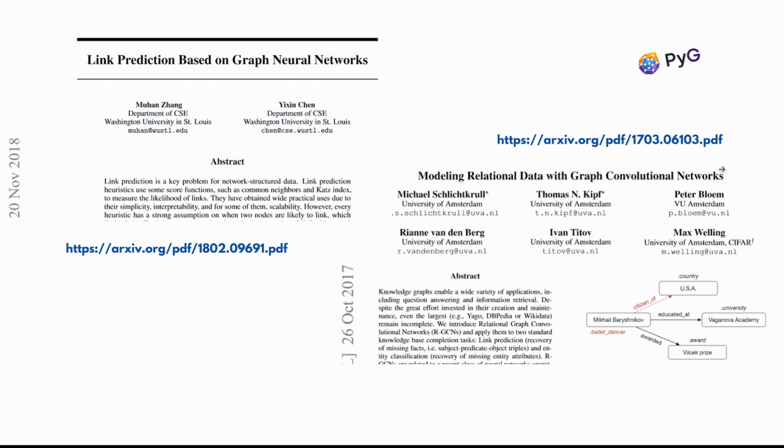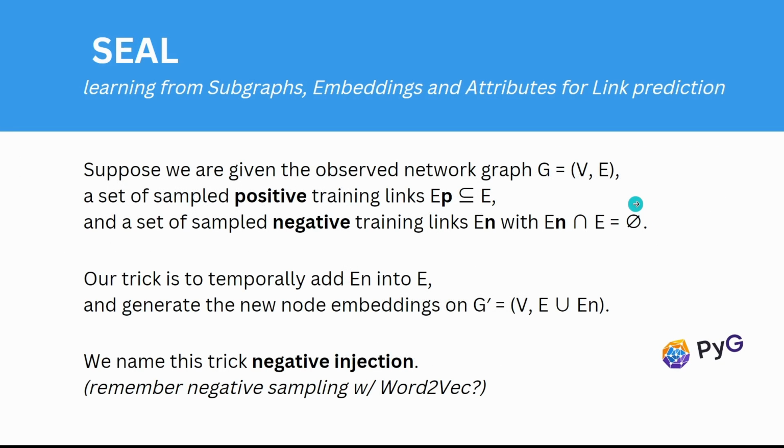There are two publications you have to know. The first is Link Prediction based on Graph Neural Networks from 2018, and the other one is Modeling Relational Data with Graph Convolutional Networks from October 2017. What they tell you is there is a scheme, maybe you will find it sometimes, it's called SEAL. SEAL stands for Learning from Subgraphs, Embeddings, Attributes for Link Prediction. SEAL. Now you know what SEAL means.